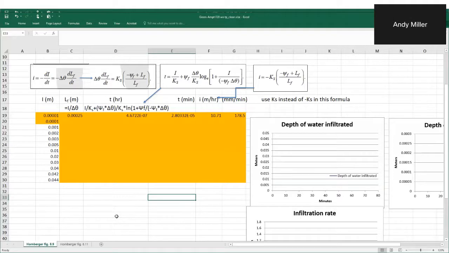And once we know these values, we can figure out the depth of the wetting front, we can figure out the time, and we can also figure out the infiltration rate. So I'll show you how that works. Then we'll develop some of the curves that illustrate the results that you get. And we can develop the curves that are exactly the same ones that are in the textbook, for figures 8.9 and then also for figure 8.11. I've got a separate tab for that.